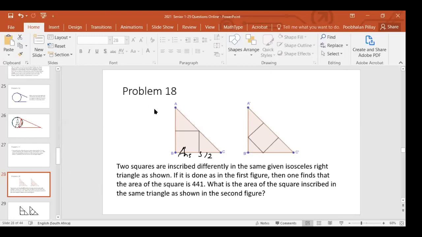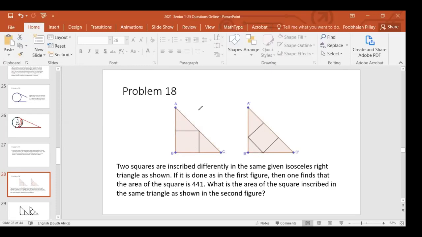It says that 2 squares are inscribed differently in the same isosceles right triangle, as shown. So you can see you've got 2 right angle triangles there. We didn't show the right angle, but certainly it has one. There's a square drawn like this in the right angle triangle, and there's another square drawn like this.